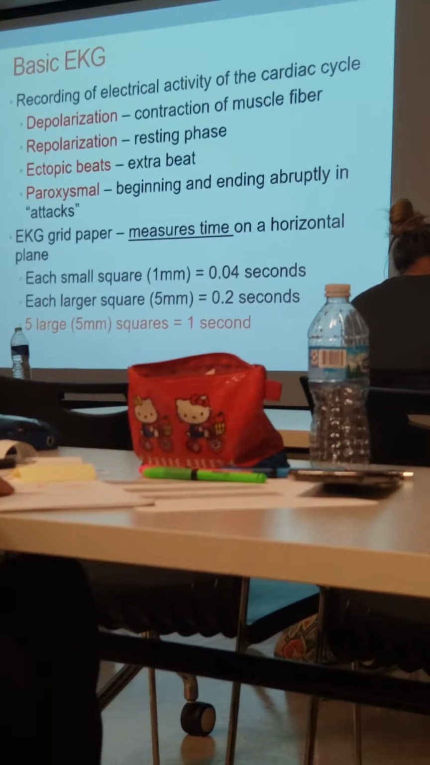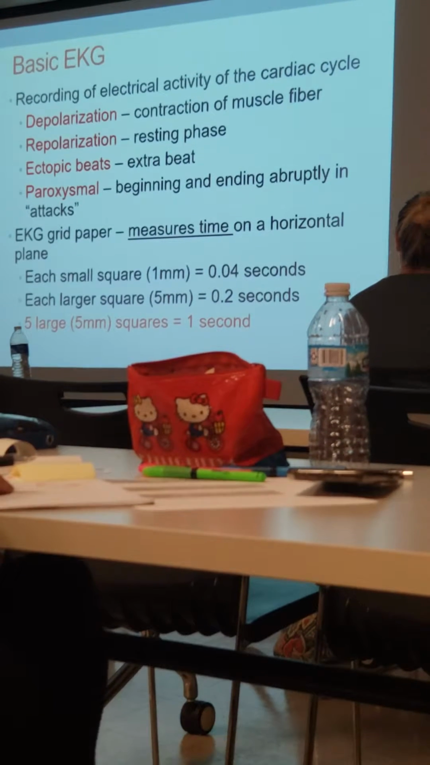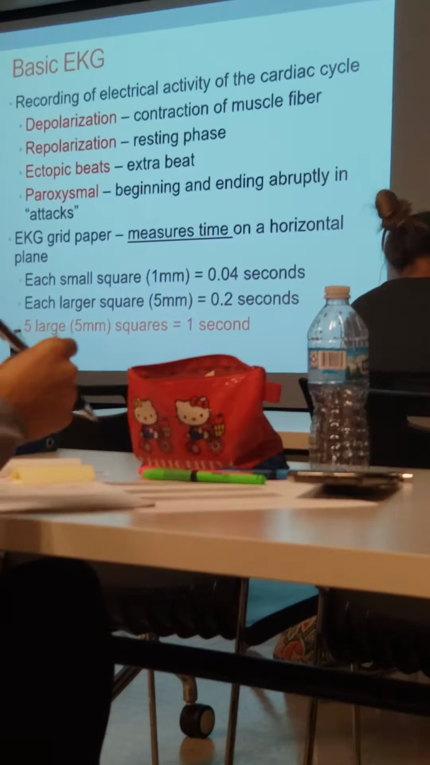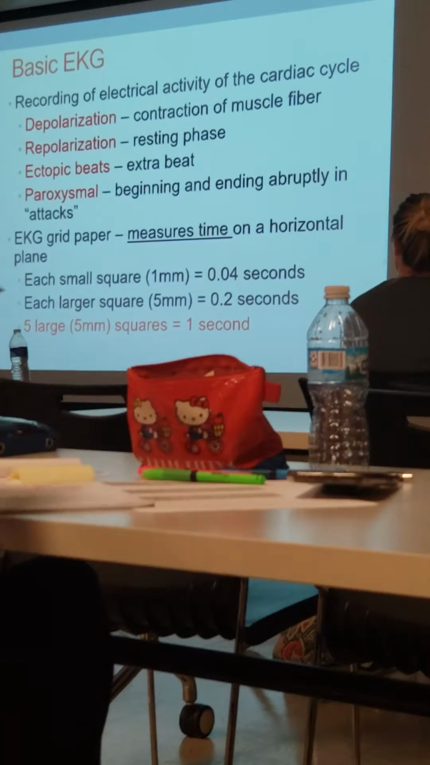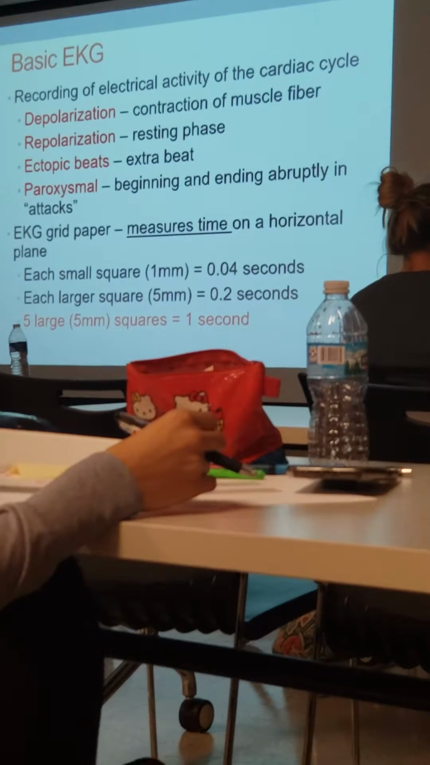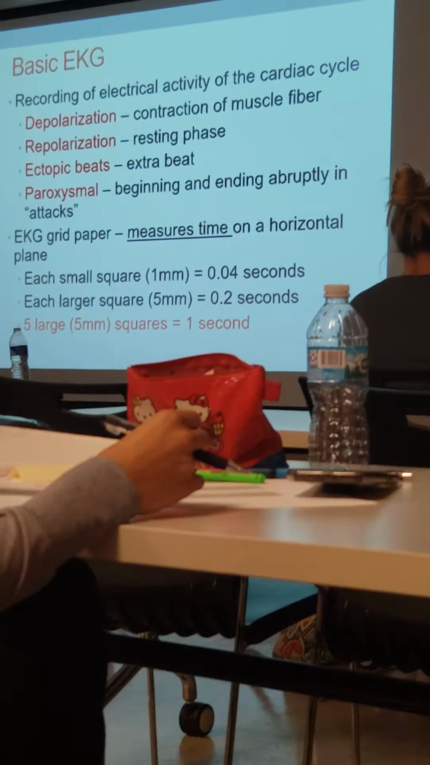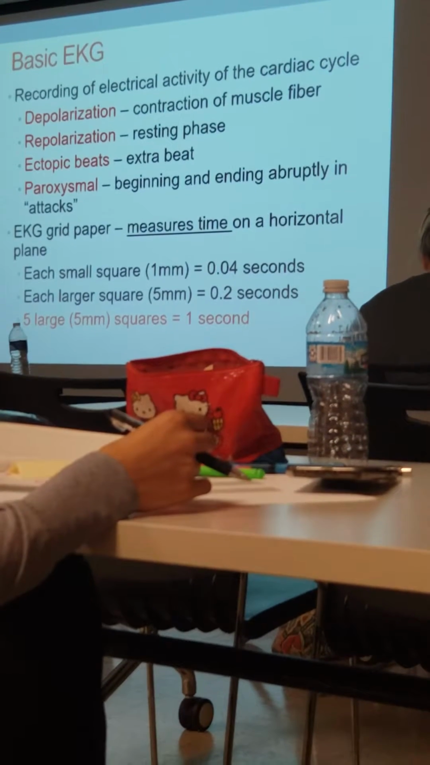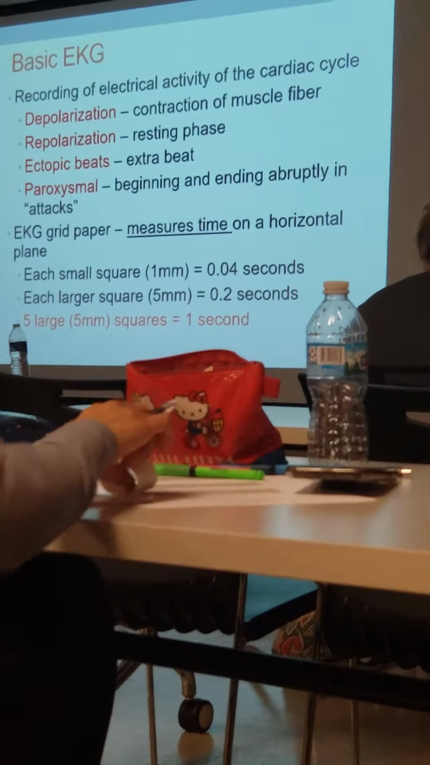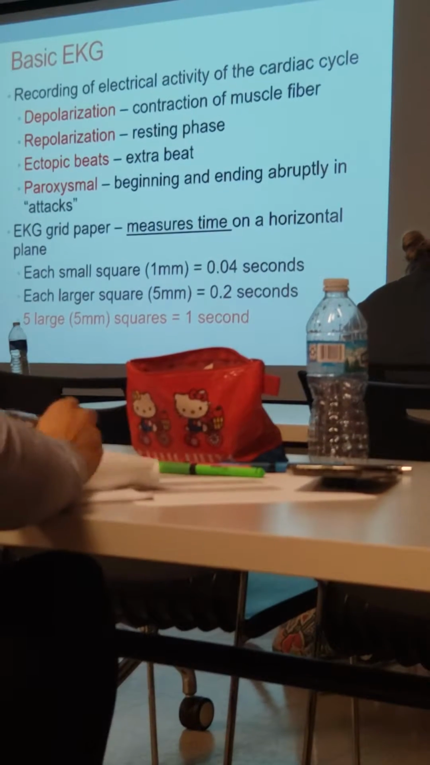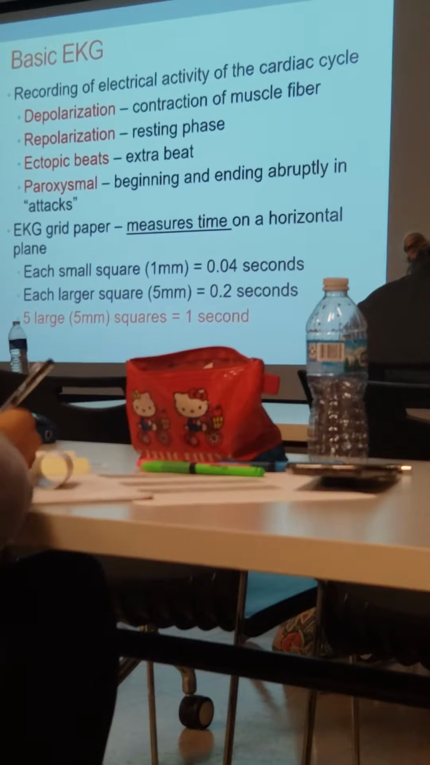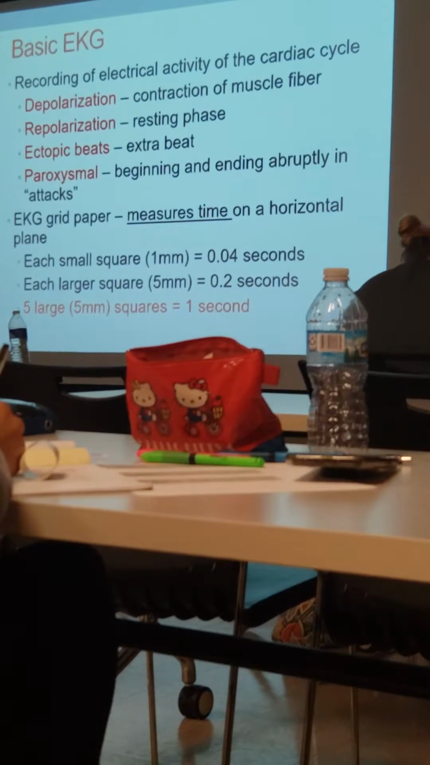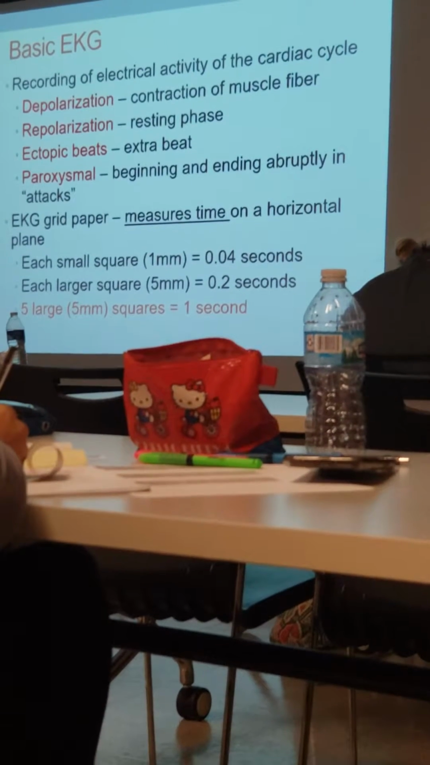Now, the EKG grid paper that I just gave you is measuring time on a horizontal line. The main things to know about this paper is that there are little bitty squares and big squares on it. The bigger square is probably the easiest for you to see, and that large square represents 0.2 seconds. You have to memorize it. Inside of each big square, there are 5 little bitty squares, and each little bitty square measures 0.04 seconds.